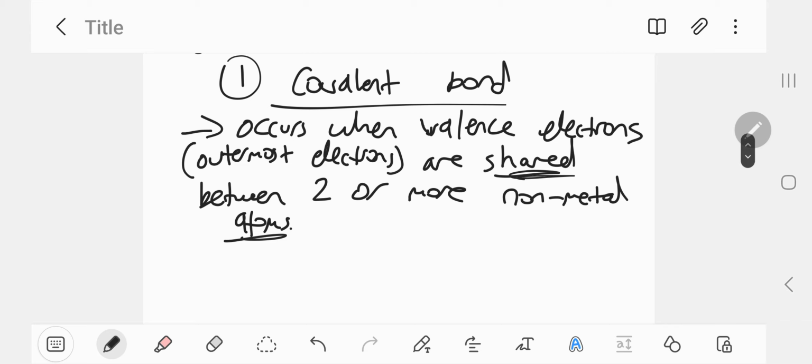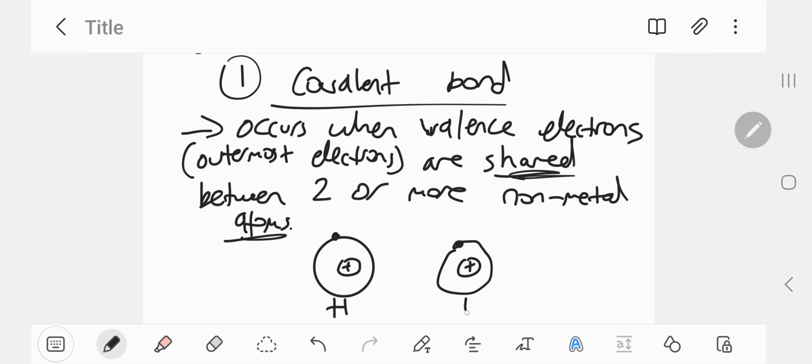Okay, the simplest example I'd say is that of hydrogen. Hydrogen is the simplest of all elements. It's the first element on the periodic table. It's got an atomic number of 1, an atomic mass of 1. Hydrogen has 1 proton and 1 electron. Suppose you have 2 hydrogen atoms. What would these 2 guys like to do?